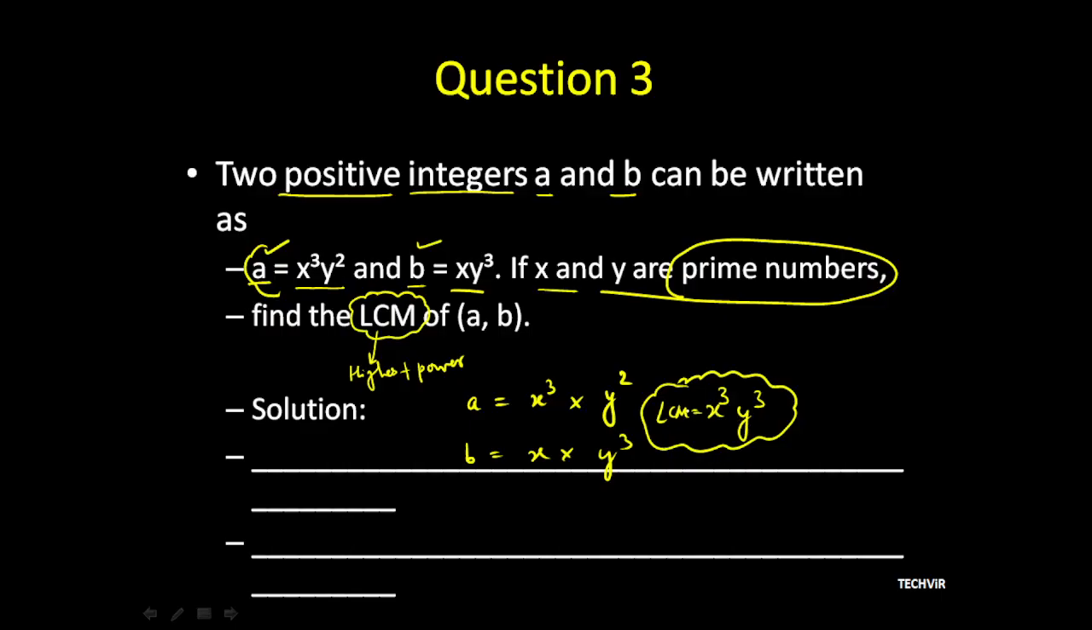Suppose it asks you what the HCF will be. The HCF takes the lowest power of the common factors. So what is the lowest power of x over here? X. And what is the lowest power of y? That is y square. So xy square will be the HCF of these two given numbers a and b. So these are the three most prominent questions, and it is expected that one of these questions may be asked in your 2026 papers.